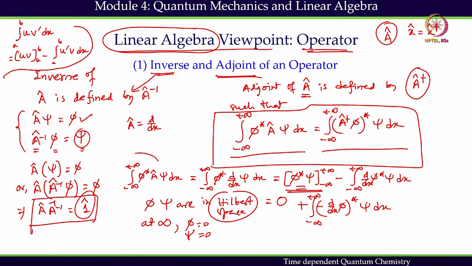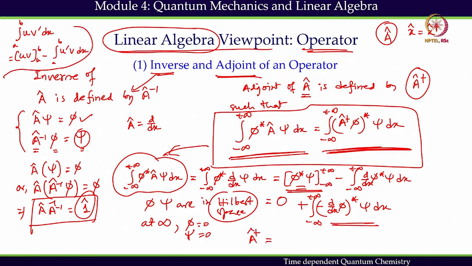I now have the relation fulfilled. This part is here and this part is here. But what is the difference right now? The adjoint A dagger of this operator is nothing but minus d dx. So what we see here is that if it is the derivative operator d dx, then A is not equal to its adjoint. So it is not necessary that the adjoint is always the same as the operator. It depends on what kind of operator I have.